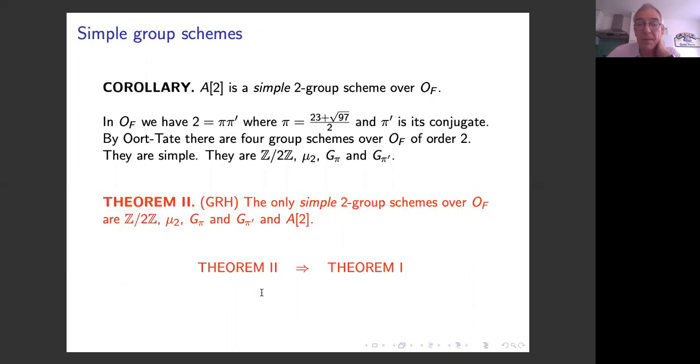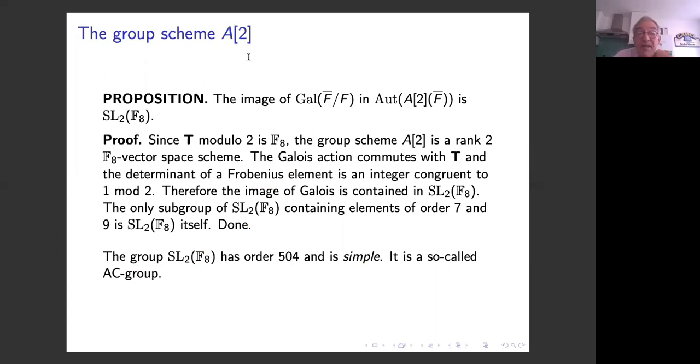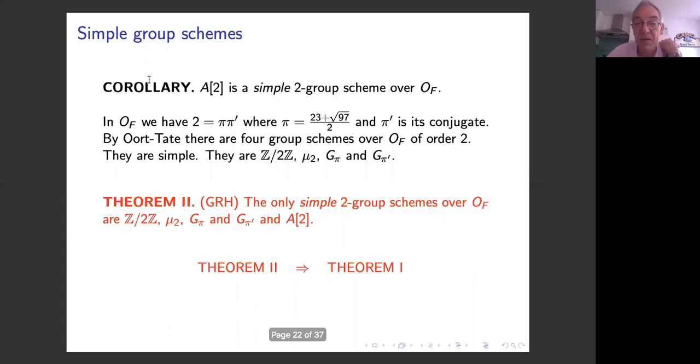What this implies also is that A[2] is simple, because SL2(F8) acts transitively on the 63 points apart from zero, and therefore the Galois action is irreducible, and that implies that A[2] is a simple 2-group scheme over O_F.